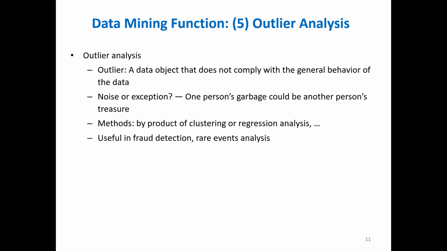Now, the last analysis used in data mining is outlier analysis. So, what is an outlier first of all? An outlier is any object or point in a data set that does not match the general behavior of the data set.